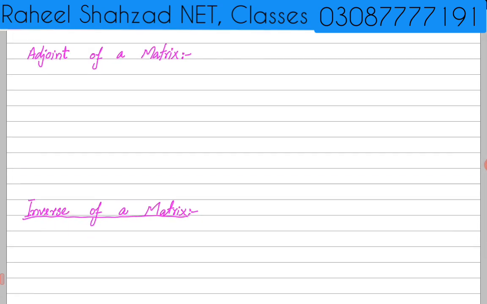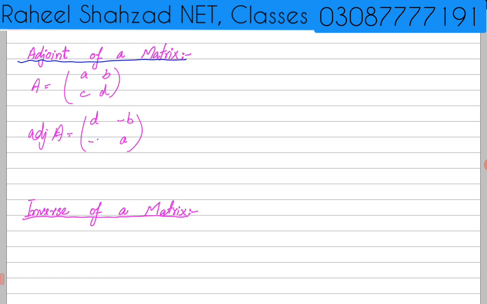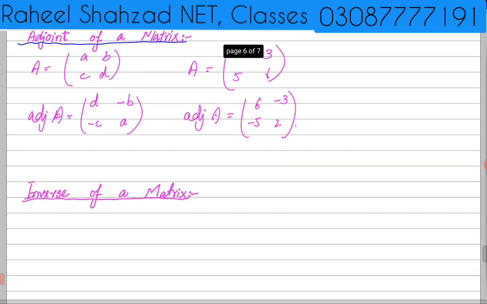Second thing we should know in this chapter is the adjoint of a matrix. If A is a matrix [a, b; c, d], then the adjoint of A is going to be: you replace the first and last entries, a and d, and you change the signs of the second and third entries. For example, if I have a matrix A = [2, 3; 5, 6], then the adjoint of A is going to be [6, -3; -5, 2], right? I hope it's clear. It's a very basic and easy concept.